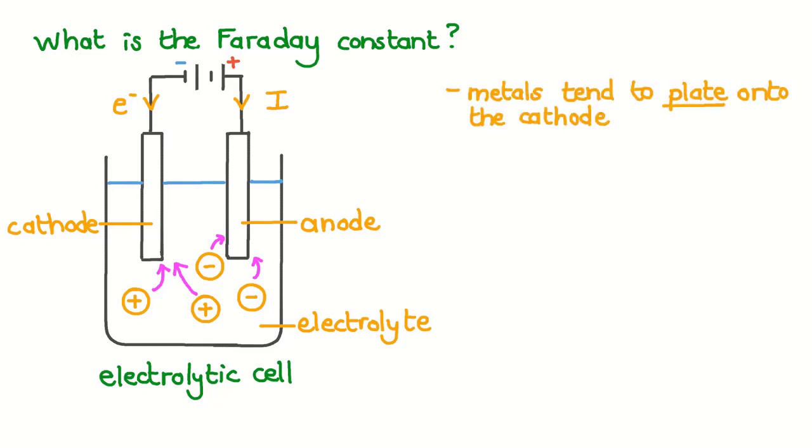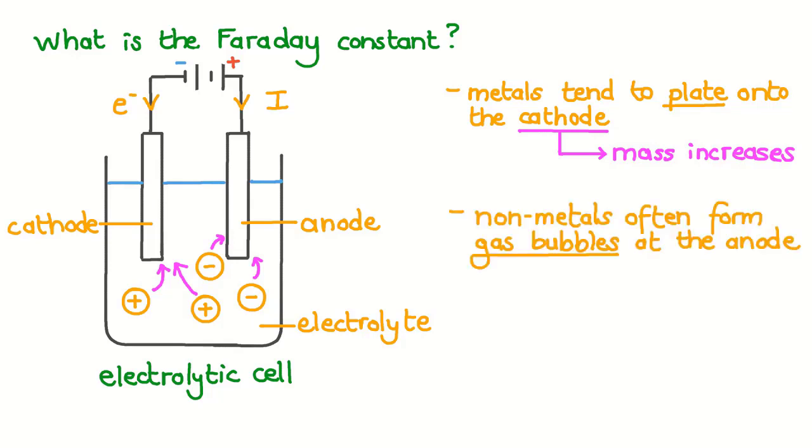Metal ions tend to plate or deposit onto the cathode as they gain electrons. As a result, the mass of the cathode increases, and this can be measured to determine how much metal has plated on. Depending on the nonmetal, nonmetals often form gas bubbles at the anode as they release electrons into this positively charged electrode. Depending on the reaction conditions, for example the current flowing and the time that has passed, a certain volume of gas will be liberated. The mass of a metal deposited or the volume of a gas released can be calculated using Faraday's constant.